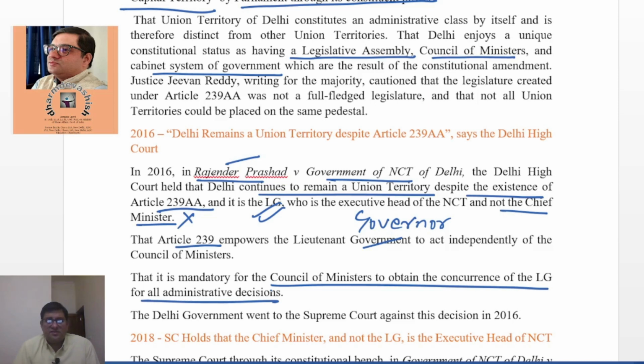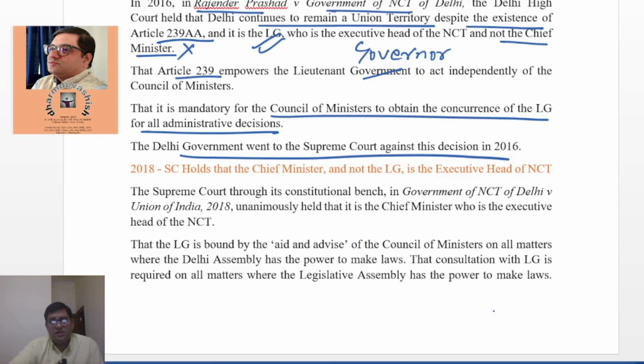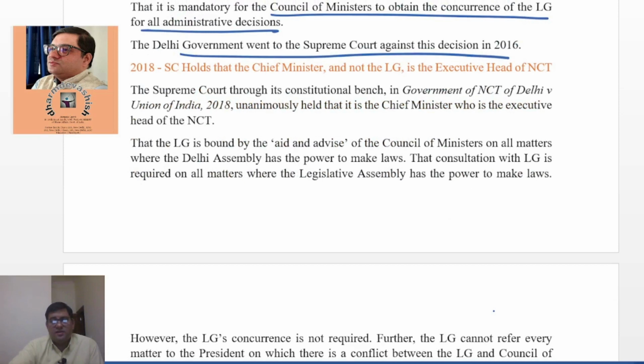Now, obviously, this judgment of the Delhi High Court restricted the functional space of Delhi government. The government of NCT of Delhi felt that its functional space was getting restricted, getting stifled. So what Delhi government did, it went to the Supreme Court against this decision, and the Supreme Court in the year 2018 overturned the judgment passed by the Delhi High Court and declared that it is the Chief Minister who is the executive head, not the LG.